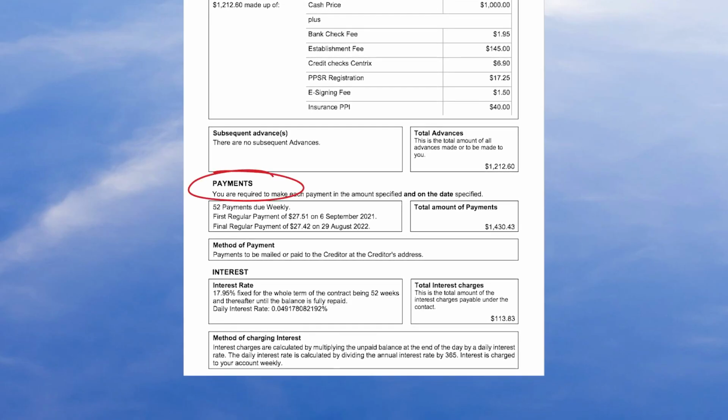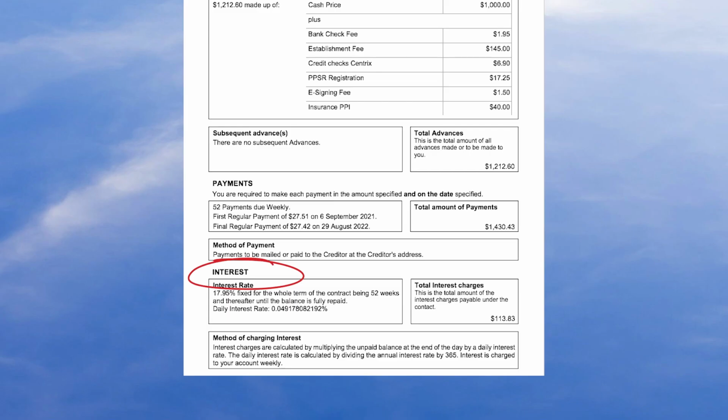Payments. This shows the number of payments you need to make to repay the loan. This section sets out the date of the first and last payment, including the values of these payments. It will also show whether the payments are weekly, fortnightly or monthly. Please check that these are in line with your income or payday dates. Total amount of payments. This then gives you the total amount to pay over the length of your loan.